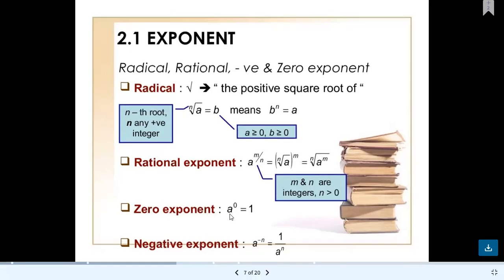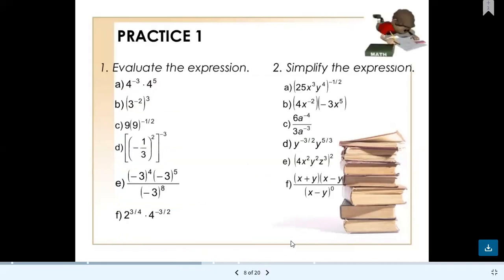So again, zero exponent, any number raised to zero will always be equal to 1. Negative exponent, kapag negative exponent, nagiging denominator siya if whole number. Kapag fraction naman siya, yung denominator nagiging numerator, yung numerator nagiging denominator, kapag negative yung exponent. Okay, so let's skip this or siguro try natin sagutan.